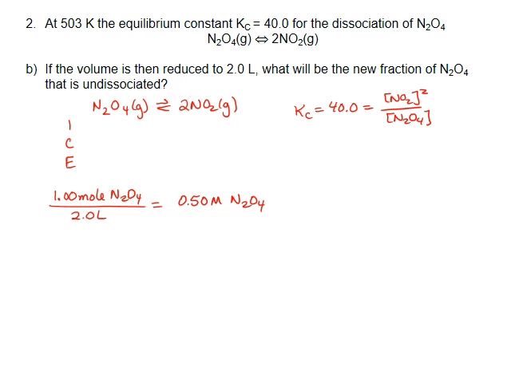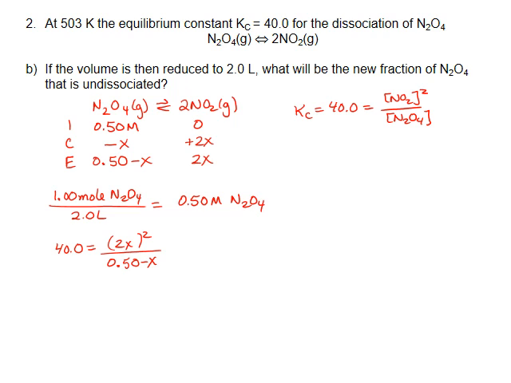So again, we'll use that as our initial concentration of N2O4. We'll assume that we're starting with 0 of the NO2, and we'll let this adjust to equilibrium. Again, since we have only reactants, we're going to have to push the reaction forward by having a minus x as our change for the reactant and plus 2x for the product. The equilibrium concentration for N2O4 should be 0.5 minus x, and it should be 2x for the NO2 gas. So 40 is equal to 2x squared divided by 0.5 minus x.